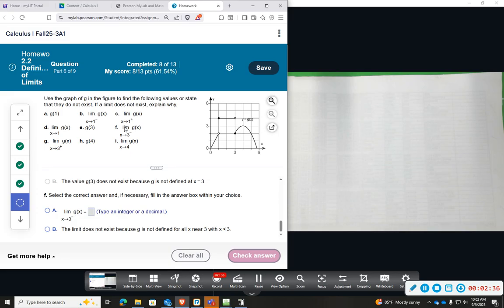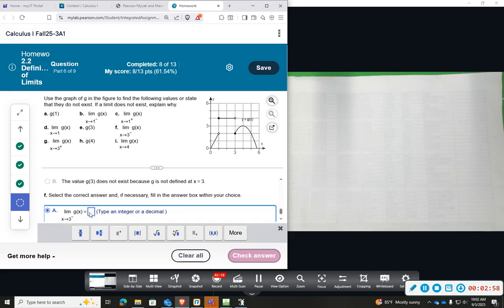F, we want to find the left-hand limit, so the limit of G of x as x approaches 3 from the left. So we're coming from left going to right. And so as I'm going from the left-hand side going toward 3, this is where the line is. We're just staying flat on the y value of 4. So we would say that the left-hand limit of G of x as it approaches 3 is equal to 4.